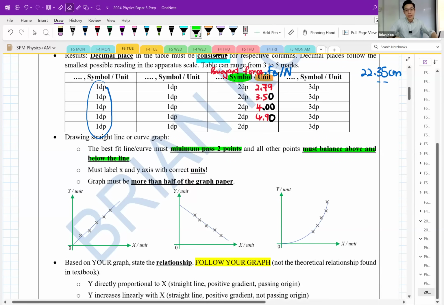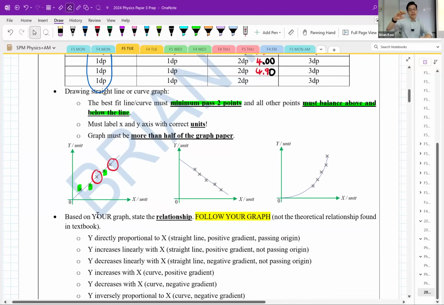So, for example, there are some points slightly higher, slightly lower, and these 2 pass through. Minimum pass through 2. The rest, some is higher, some is lower. I don't want you to pass through 2 and everything is below like that. This is not a best fit line. Okay, this is not a best fit line.